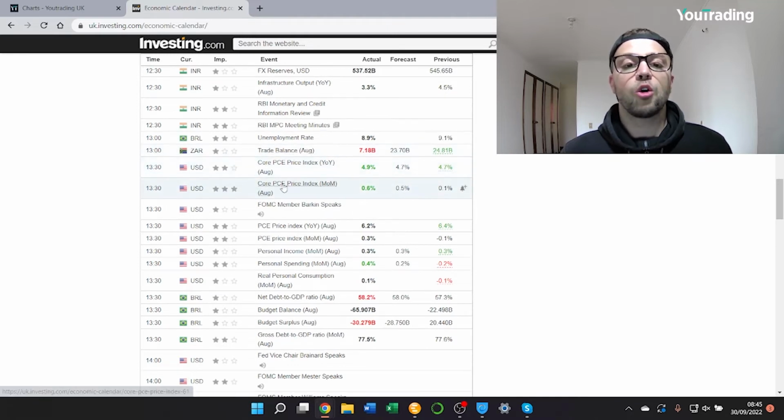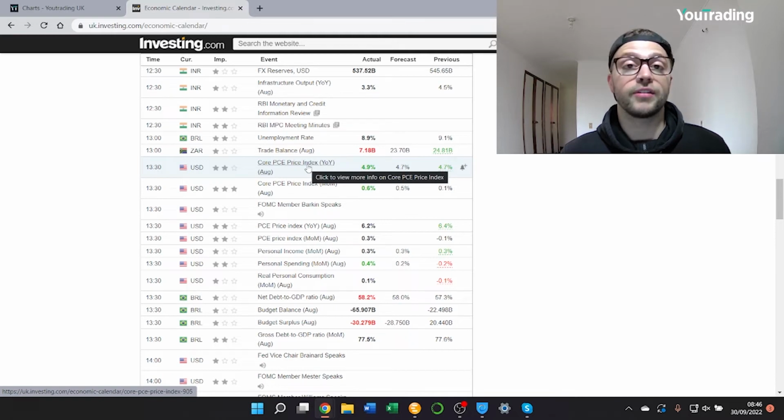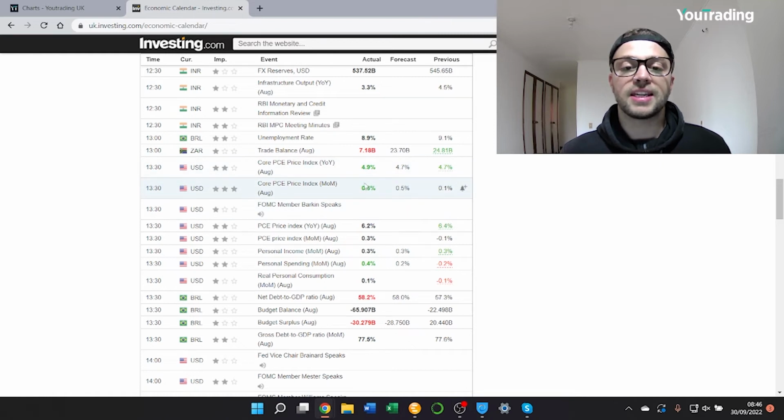Okay, so we had the Core PCE price index. Now this is not the most widely followed measure of inflation by the public in America, but it is the most closely followed measure of inflation by the US Federal Reserve. They seem to think that it's the most accurate measure of underlying price pressures in the US economy. And you can see here that on a month over month basis, it was higher than expected. Prices rose 0.6% in August, a little bit more than the expected 0.5%. And on a year over year basis, also hotter than expected. Prices up 4.9% in the last year, according to this index, above the expected 4.7% rise.